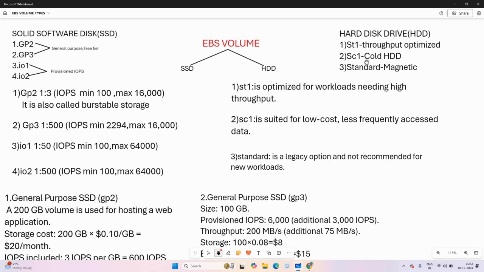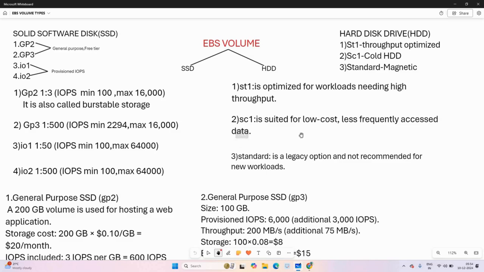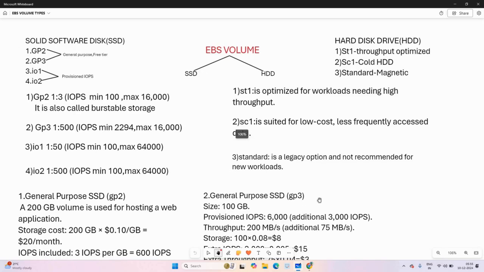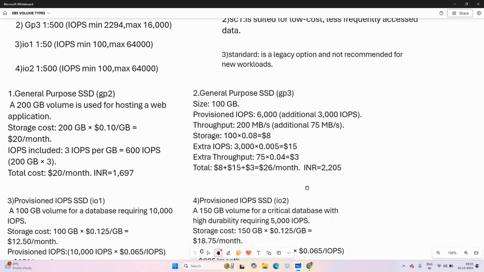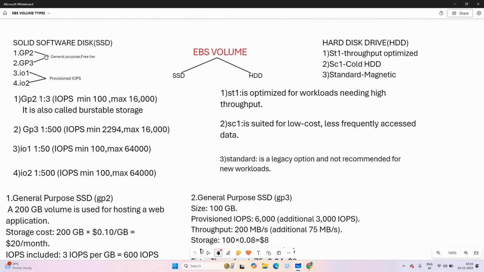And SC1 is best suited for low cost, less frequently accessed data. And standard is a legacy option that is not recommended for new workloads. And standard is free tier, and it is an outdated hard drive that they won't frequently use, a very rarely used one.